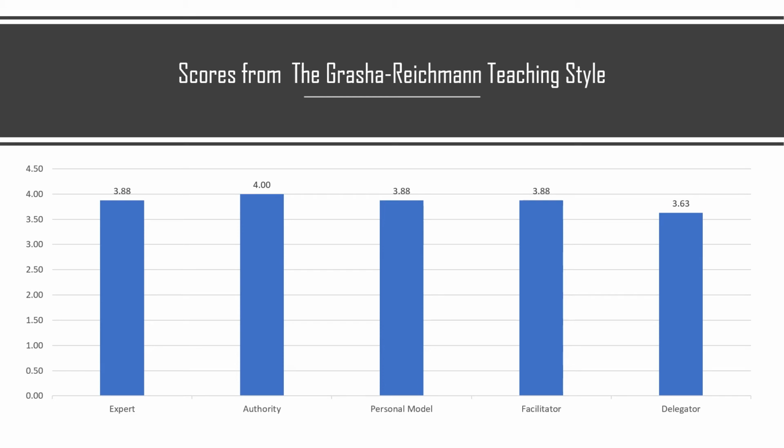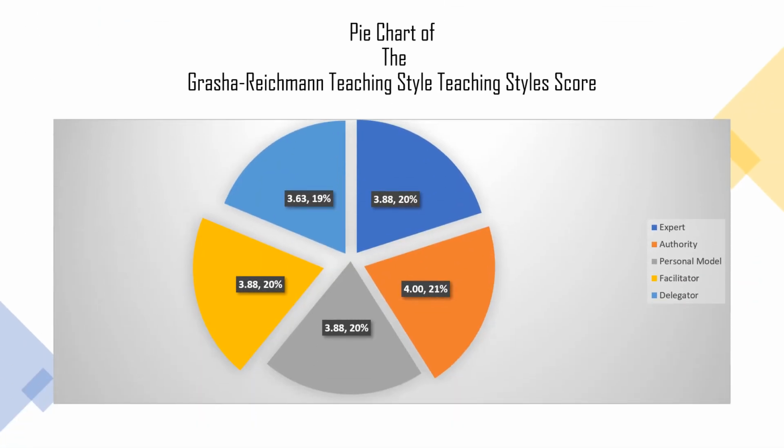Let's take a look at the pie chart. All of which were explained in the video. But as we look at the pie chart, we can see how there's a disparity in the delegator score, which is less than all of the teaching style scores. It is 3.61. So what does this mean? What does it tell me as a facilitator? What areas am I lacking?